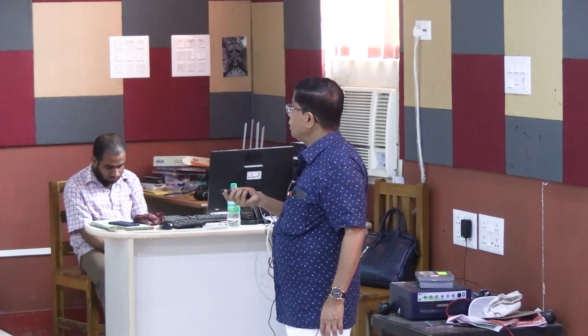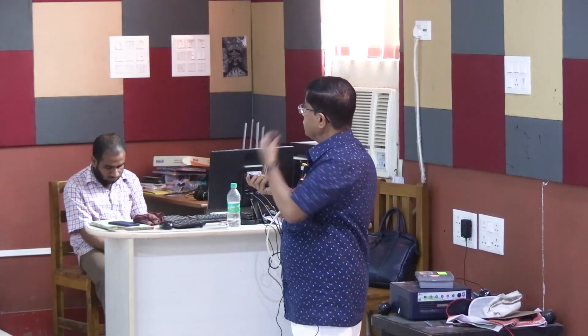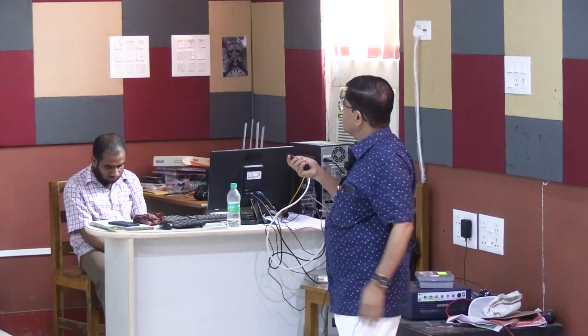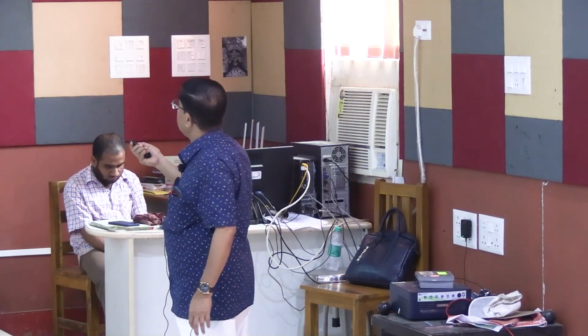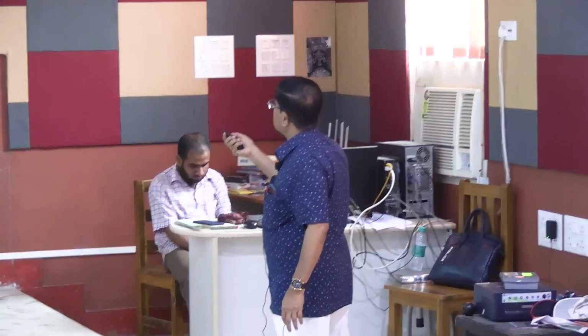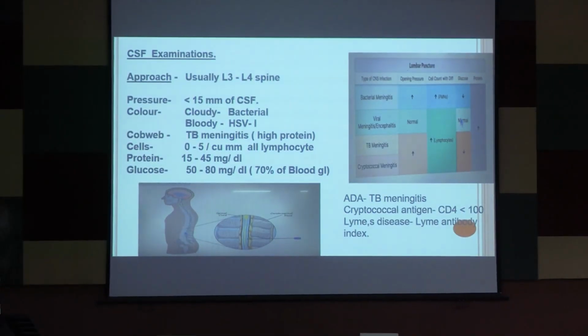Cell content is usually 0 to 5. It is very much higher in bacterial meningitis, with leukocytosis. Protein is 15 to 45, glucose is 50 to 60, about 70% of the blood glucose more or less. On the right side, we cannot read it properly. Anyway, this is the leukocytes in meningitis. The leukocyte count is very high. Protein will be increased in all the cases.